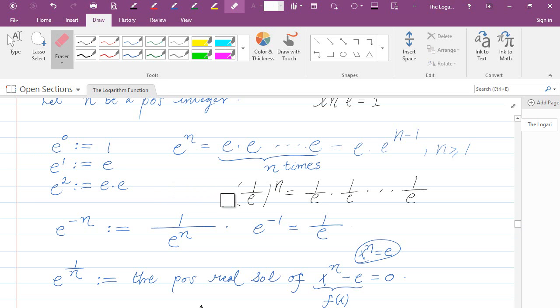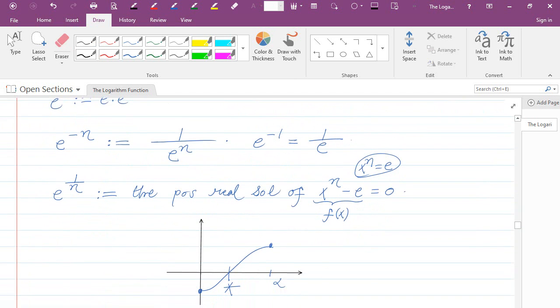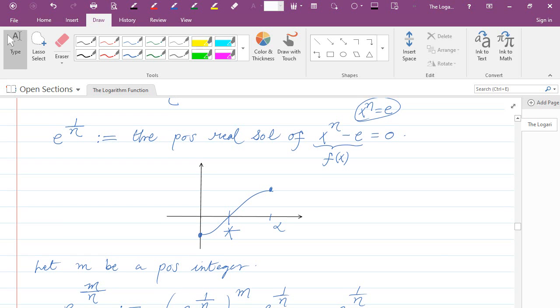Okay, so now I want to come to the meaning of raising e to a rational exponent. So first of all, let's look at what it means to raise e to 1 over n. Remember, n is a positive integer. Well, it means the following. E to the 1 over n is the positive real solution of the equation x to the n minus e is equal to 0.